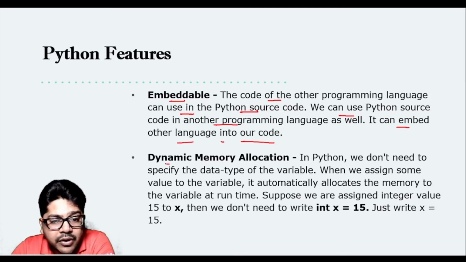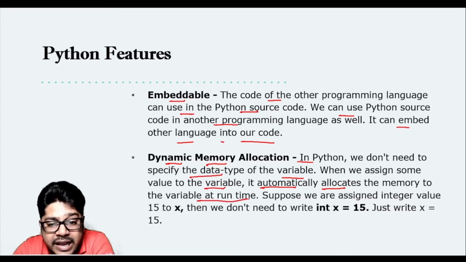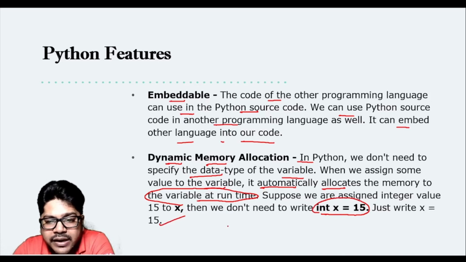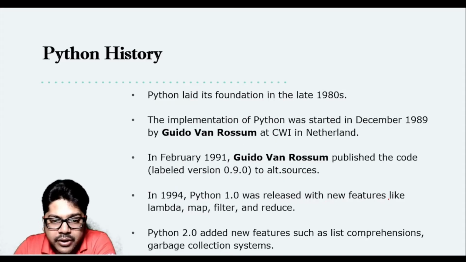Okay. Next, we were talking about dynamic memory allocation. In Python, we don't need to specify the data type of the variable. When we assign some value to the variable, it automatically allocates the memory to the variable at runtime. So you do not have to do it explicitly at the beginning of the program. We do not have to write int x is equal to 15. We just write x is equal to 15, and at runtime it figures out that x is having 15, so x automatically becomes an integer. This is how it works.